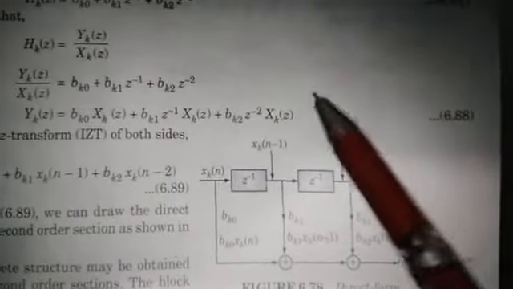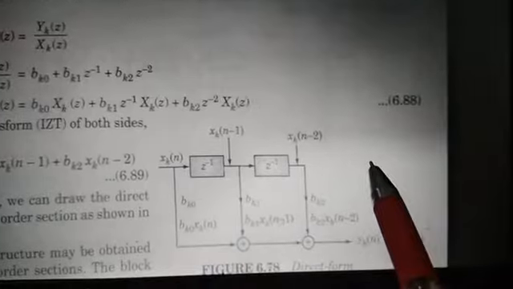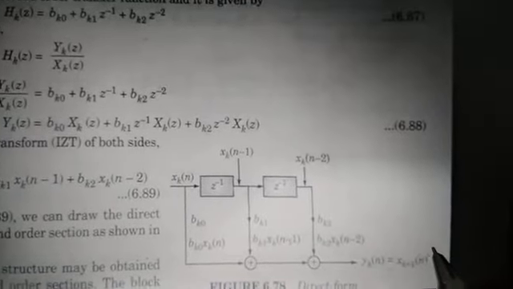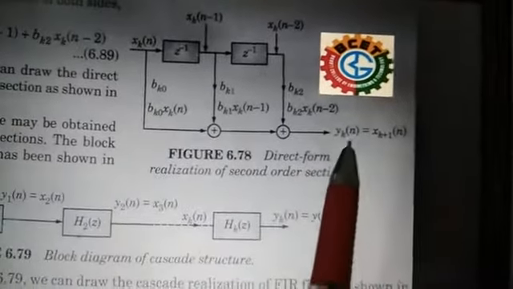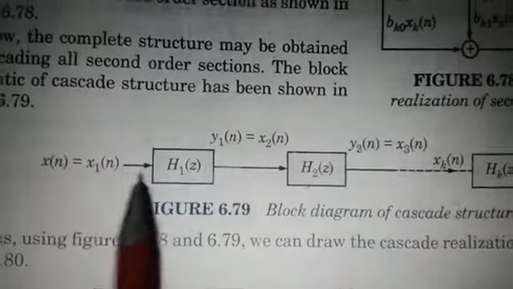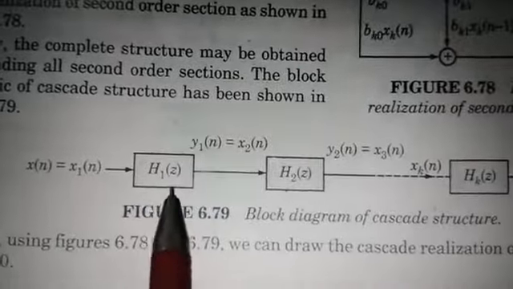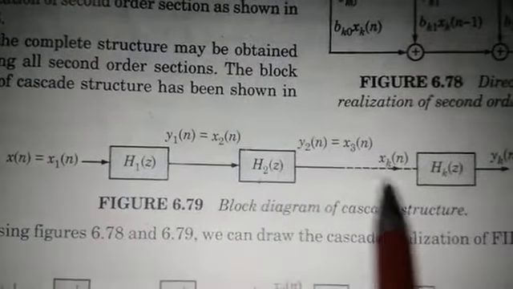The output of the first h1 of z will be applied to the input of the second direct form structure. The output of the second direct form structure will be applied to the input of the third direct form structure. And this way we will get the cascade realization. Like this. In the figure you can see here, this is the output y2, and cascade can be connected like this. This is x of n equal to x1 of n into x2 of n into x3 of n and so on. That is h1 of n into h2 of n and h3 of n.